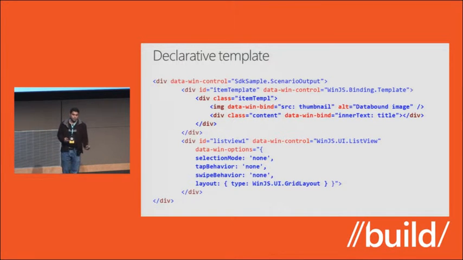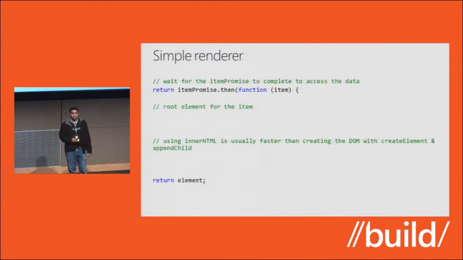This is HTML, by the way, not XAML. And I'm also specifying the behavior for interaction with each item in my container. I'm specifying that it is a grid layout. If the customer was to swipe the app and put it in Snap View, then I would immediately change that to a list layout. Here's how I would do it in code.